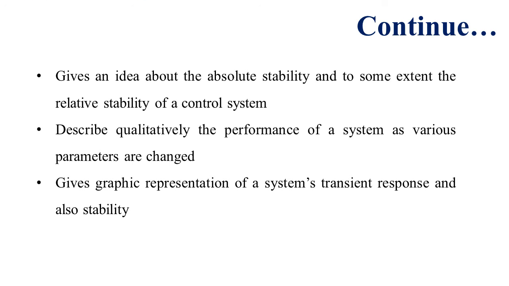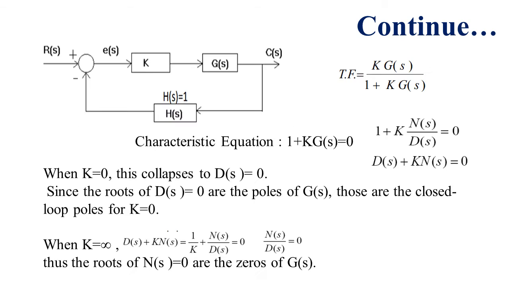Root locus technique gives an idea about the absolute stability and to some extent the relative stability of a control system. It can also be used to describe quantitatively the performance of a system as various parameters are changed. It gives a graphical representation of a system's transient response and also the stability of the system. Let us see what the root locus method is and how to use this method to aid the control system design and analysis.